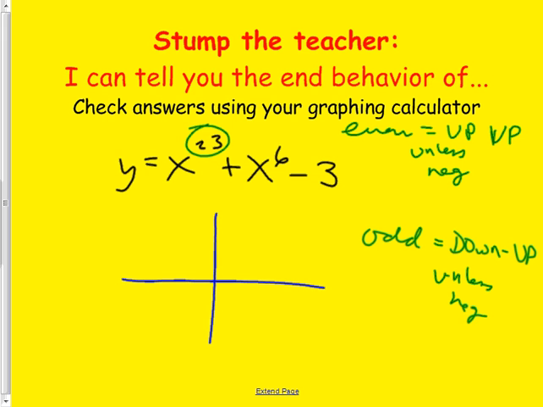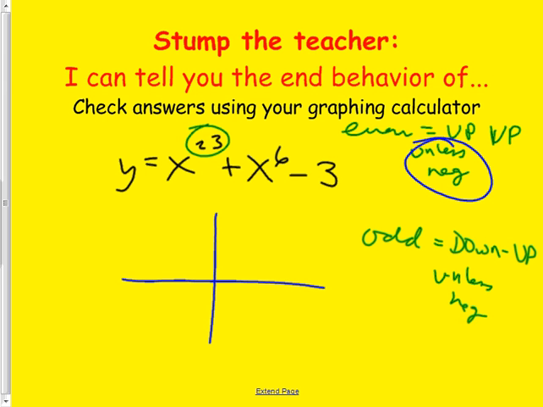And you all are going to be tested on that on Thursday. Okay, so let's make sure you get what he just said. If you give me an even one, I know that both ends are going to go the same direction. Instead of saying up, up, I just say that they're going to go the same because they're not always up, up. It's either up, up, or down, down. All even ones are going to be up, up, or down, down. And how do you tell? If there's a negative in front.